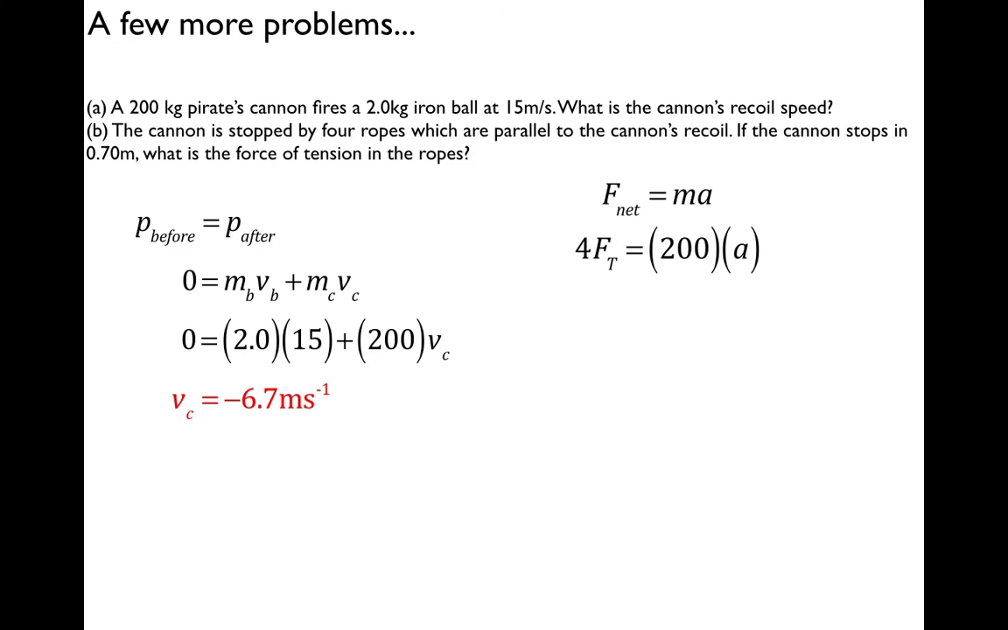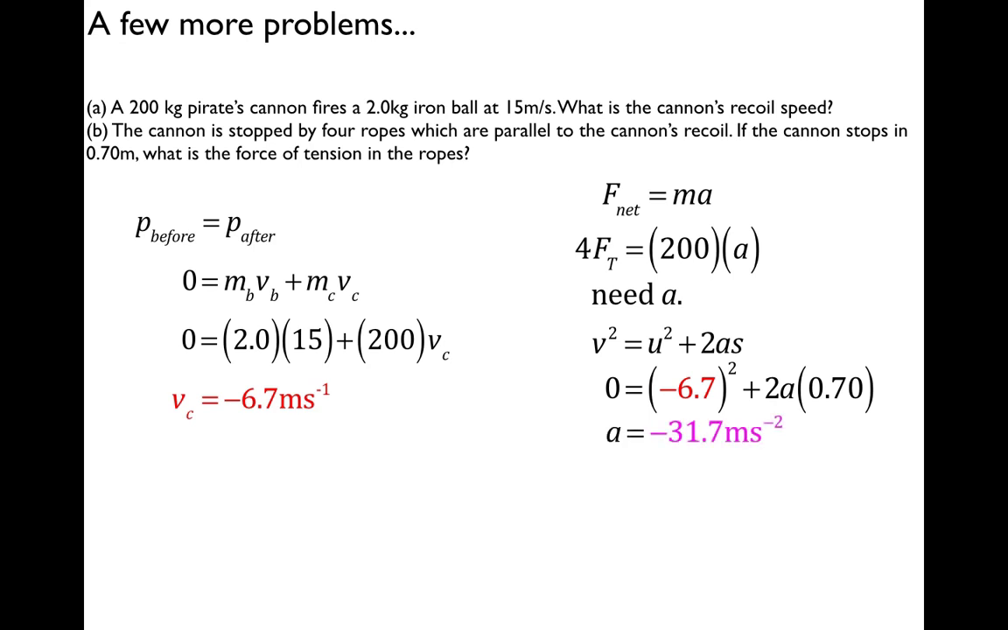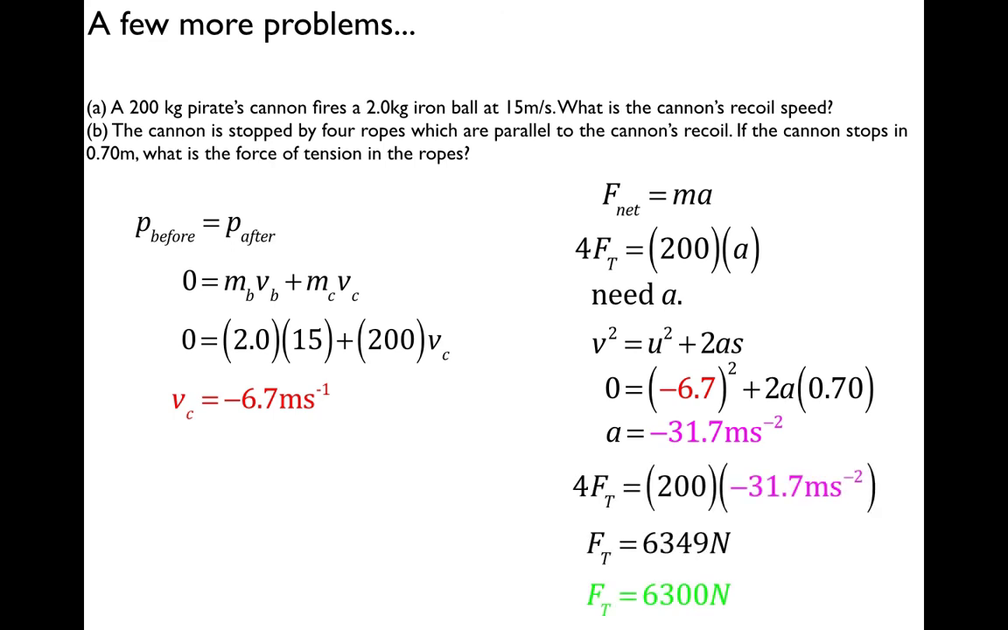Very nice. The second part of the question was it's stopped by 4 ropes. Say it's tied so it doesn't go rolling around. So how much force would be on those ropes? Well, we know that the net force is equal to mass times acceleration, right? You've got 4 ropes, so it's 4 times the force of tension on each rope, which would have to be equal to 200 times the acceleration. And you need the acceleration here to figure out the force of tension. So we have to go back to some of our kinematic equations, because we know how far it's moved, and we can work out what the acceleration was, and then put it into the equation, and get our answer.